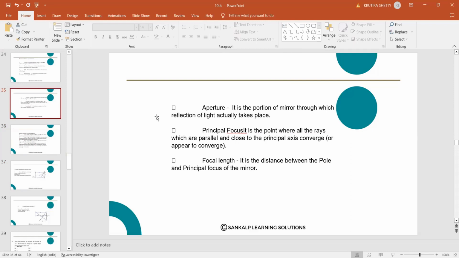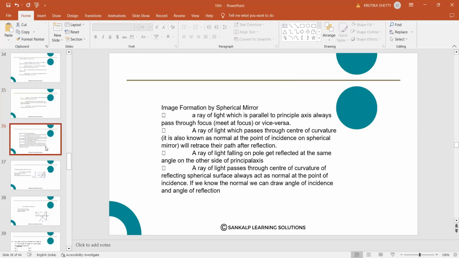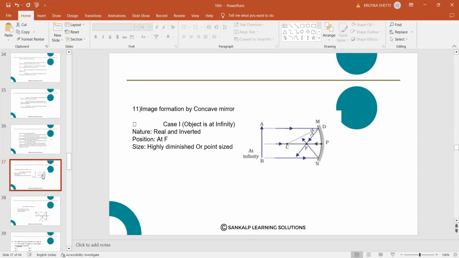No, ma'am. Yes. So this is regarding the spherical mirror, types of spherical mirror, and terms related to the spherical mirror. Then the image formation by the spherical mirror, how we are going to consider. So next we are going to see how the image is formed when it is a concave mirror or a convex mirror.